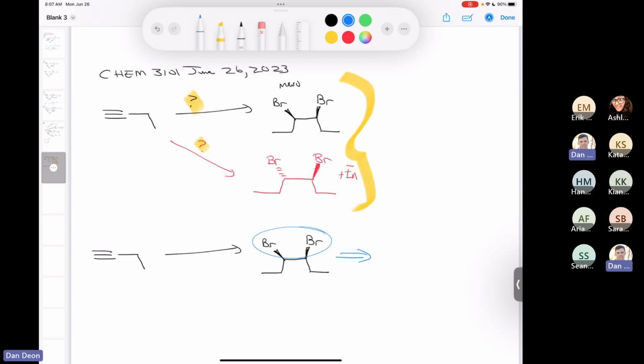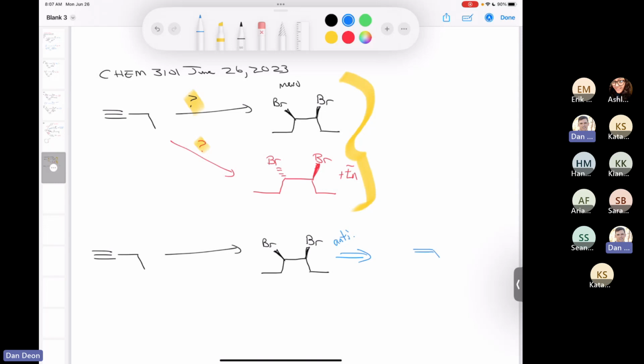You can type your answer into the chat. Yeah, it's an anti-addition, right? So if it's anti-addition, let's just erase this and we'll put anti-addition. That would mean that I can't start with the cis alkene, right? I cannot start with this compound, because that would make this compound.